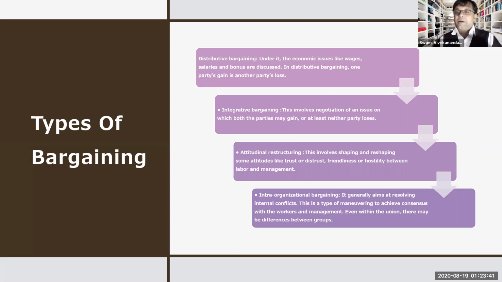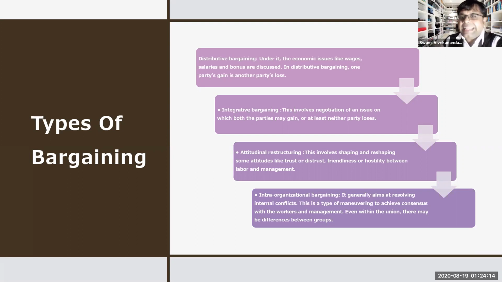But in the bargaining process, if ultimately the employees' representative wins the bargain, and the employer has to give a 10% increment, then definitely it is a win-lose. I mean, the employer wanted to give 5%, but in the end they have to agree with the employees to give actually 10%. So that means it is a win-lose situation. So financial and economic things like wages, salary, and bonus are discussed in this kind of bargaining. This is called distributive bargaining.